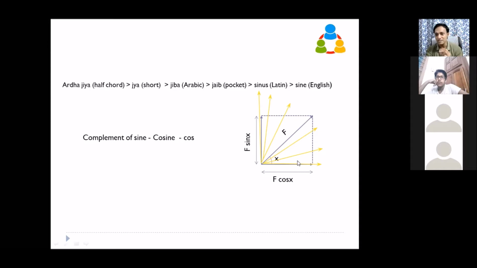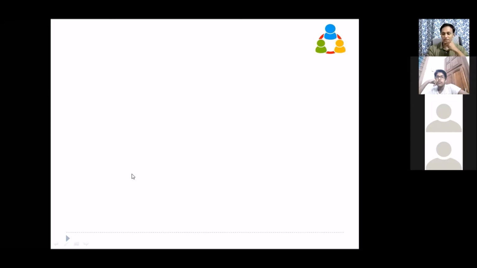So when X is 0, you get the full F here, so cos X is 1. When X is 90, the full F goes here. You don't have any component here. This becomes 0. Right? So this is what we established yesterday. So we stopped here. Now I will explain why cosine is called the complement of sine.